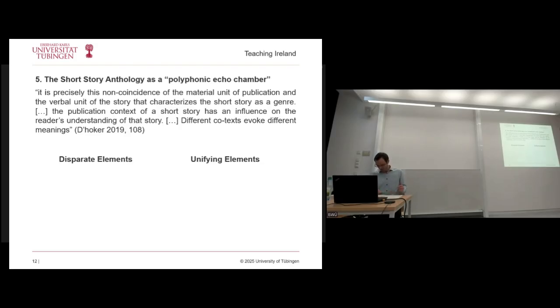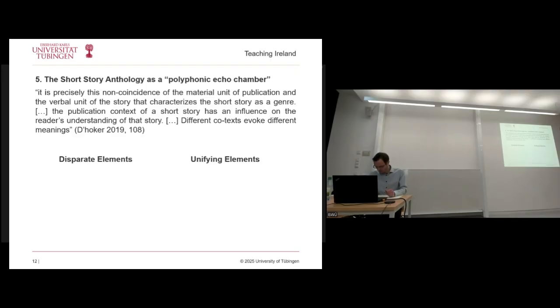The term anthology goes back to the ancient Greek term anthologein, pardon my Greek, which means to collect flowers or blossoms. And it nicely captures the idea that anthologies are carefully arranged selections in which individual texts become part of a larger polyphonic whole. As Elke Docker, one of the leading scholars on the Irish short story that I know, puts it, it is precisely this non-coincidence of the material unit of publication and the verbal unit of the story that characterizes the short story as a genre. The publication context of a short story has an influence on the reader's understanding of that story. Different contexts evoke different meanings.